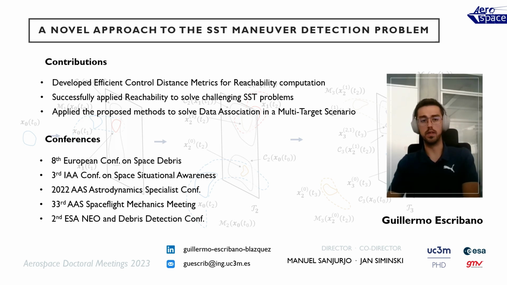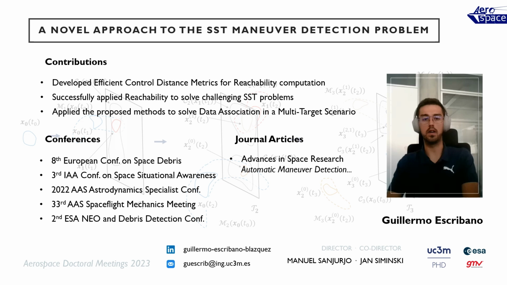There's also a journal article on the combined use of control metric bounded priors and historic data or heuristics, which can help reduce uncertainty when maneuver modes follow certain patterns, as in the case of a geostationary spacecraft, for instance. Last but not least, the methods developed to solve data association in a multi-target setting were carried out in collaboration with Dr. Brandon Jones during a 6-month stay at the University of Texas at Austin.